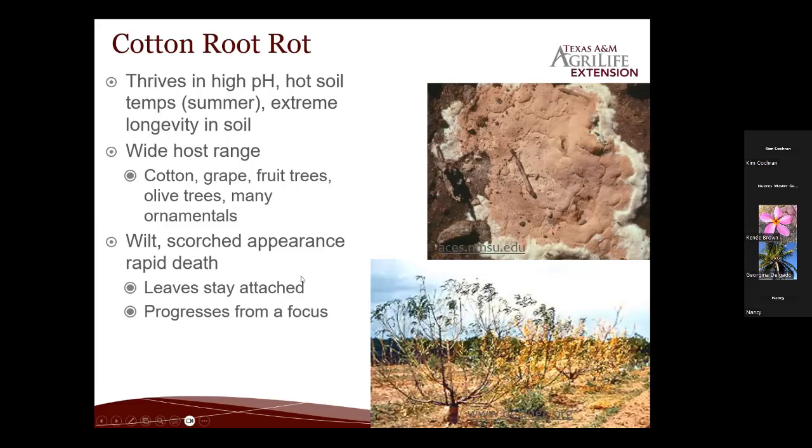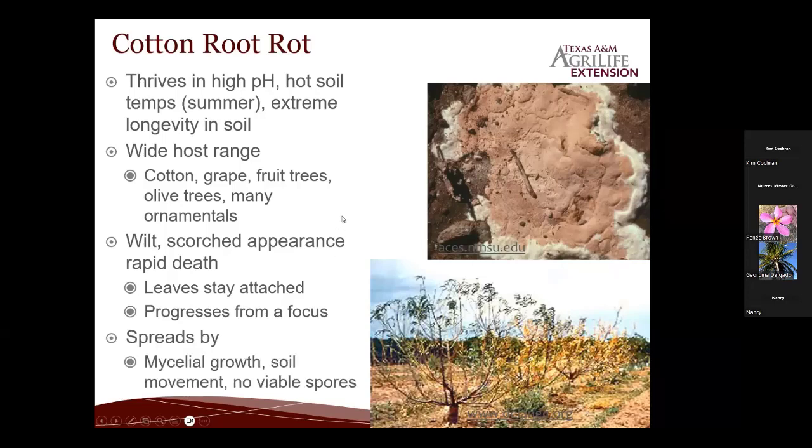And we typically will see wilt and a scorched appearance followed by rapid death on infected plants. And the leaves will then stay attached. And the epidemic, if you will, progresses from a focal point. So it'll start in one spot in the field or the orchard and then just progress outward.